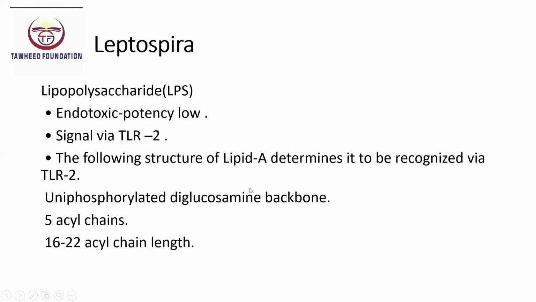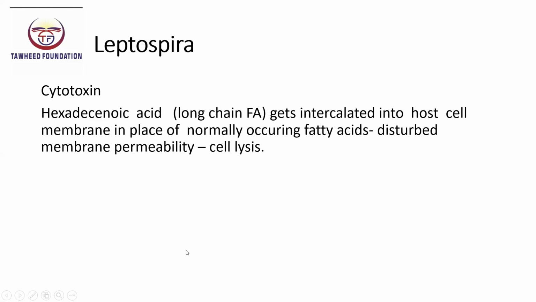The following structure of this lipid determines that it is recognized via TLR2: a monophosphorylated diglucosamine backbone with 5 acyl chains, that is 16 to 22 acyl chain length. So for cytotoxin, hexadecenoic acid, which means a long chain fatty acid, gets intercalated into the host cell membrane in place of normally occurring fatty acid, and it disturbs membrane permeability, which will lead to cell lysis.